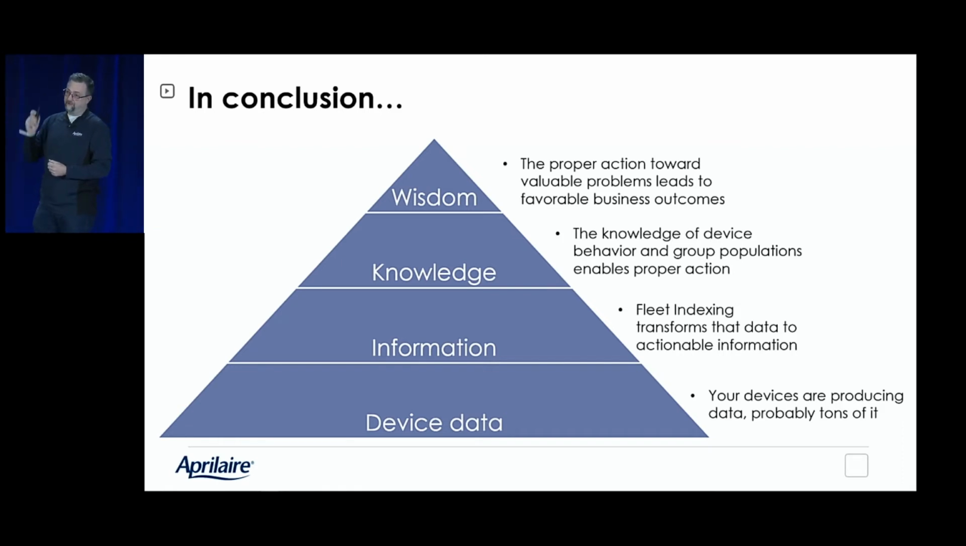And when you can take proper action towards a valuable problem, that is what leads to a favorable business outcome. And so device data is absolutely very important. It's fundamental, but it's really that next step to know how to turn that into actionable insights. And so with that, I would say our AWS journey still continues. We're still learning a lot, and we're very happy to be able to use some of the newest features that are in fleet indexing. And with that, I will turn the floor back over to Alex, who's going to tell you about some of the new stuff coming up. So thank you very much. Thanks, Dave.